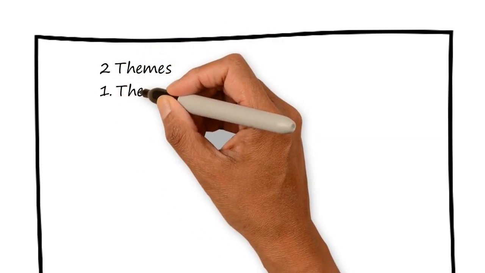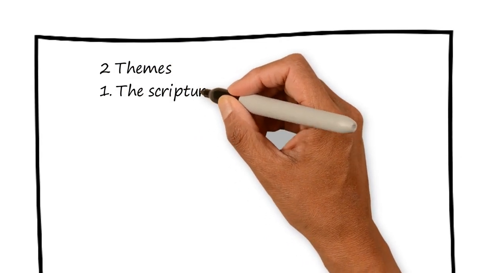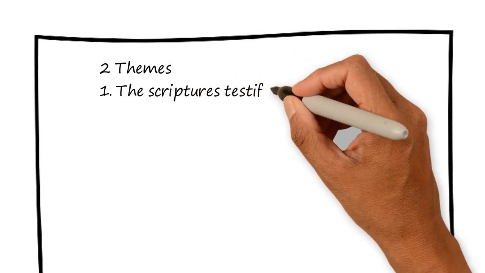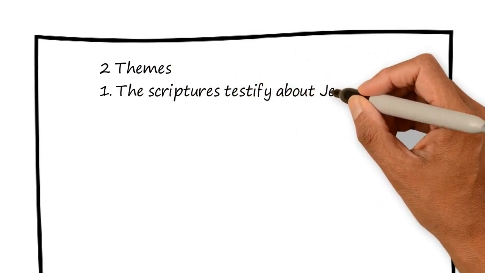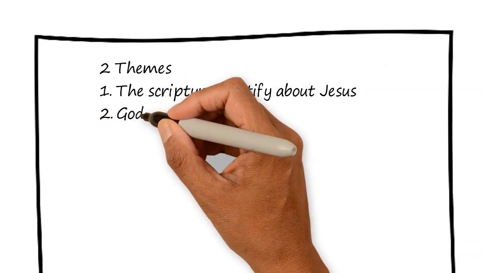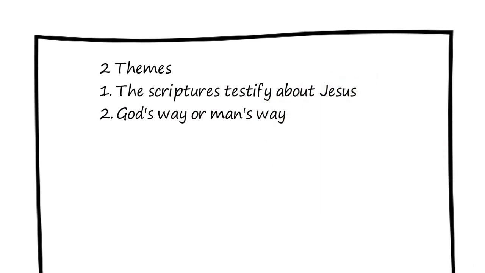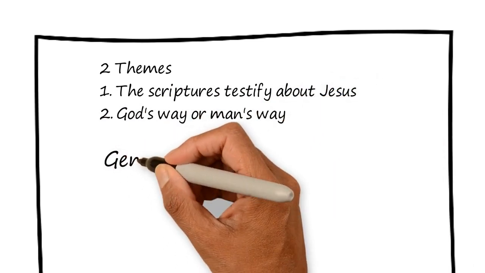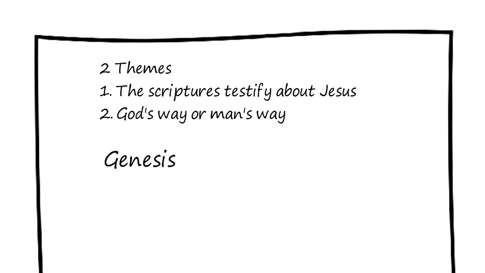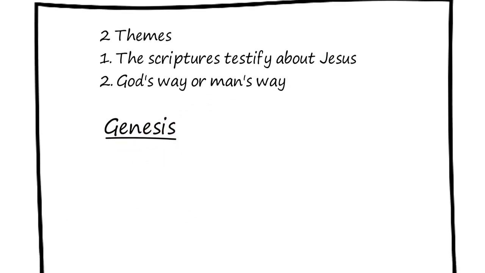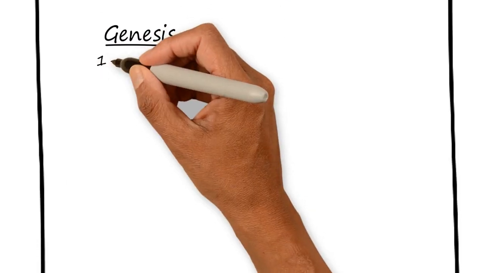There are 2 themes that we're studying during the Old Testament overview. Number 1 is, the scriptures testify about Jesus. And number 2 is, God's way or man's way. We're also trying to remember what the first chapters in Genesis are about. Writing them down every week will help you to remember.